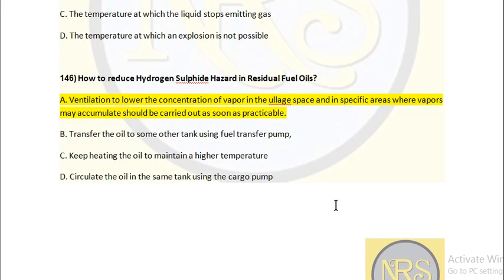Question number 146. How to reduce hydrogen sulfide hazard in residual fuel oil? Fuel oil contains sulfur, and it will be liberated in the air in the form of H2S.